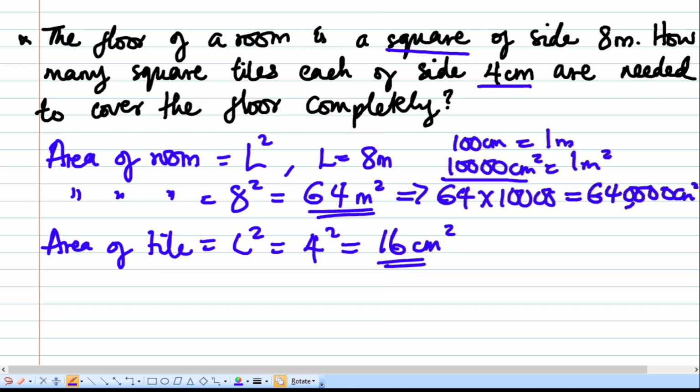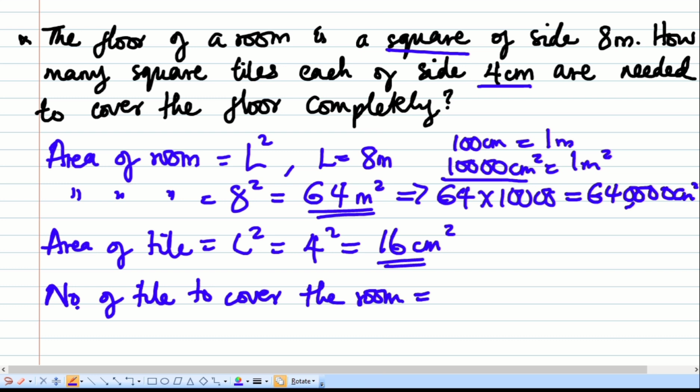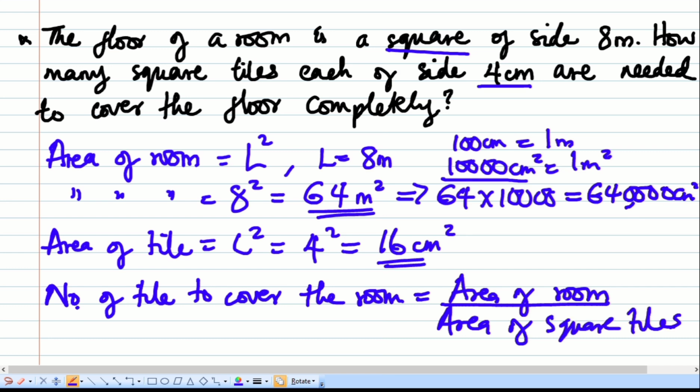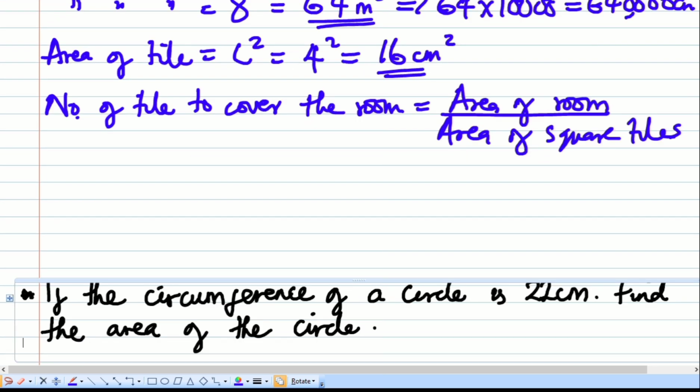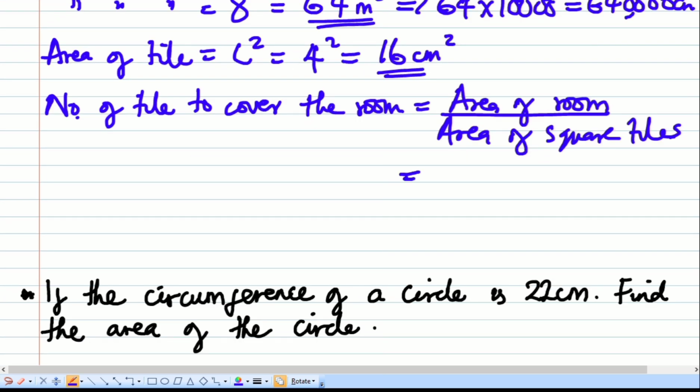So number of tiles now. So number of tiles to cover the room would be the area of the room divided by the area of square tiles. So if we do this calculation now, we'll get the final answer. So our answer would be area of room we got as 640,000 centimeters squared. Area of tile is 16 centimeters squared. So the cm squared can cancel, so we're not going to have any units when we're done.